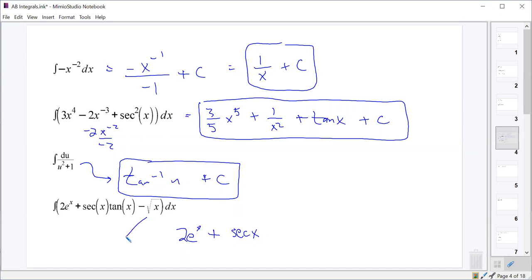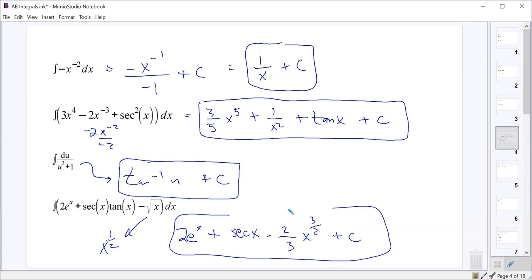And what about the integral of this one? This is x to the 1/2, right? So that should become x to the 3/2, and then we'll divide by 3/2, or it should become a minus 2/3 x to the 3/2. Everybody feel good about those four? Yeah. Any issues, any questions?